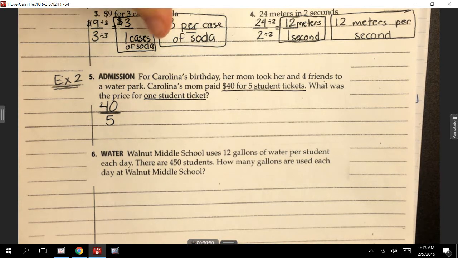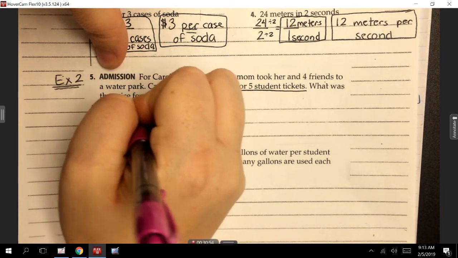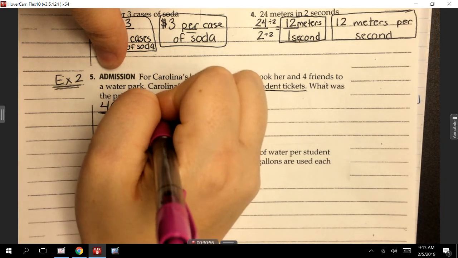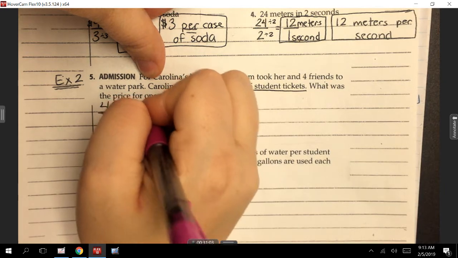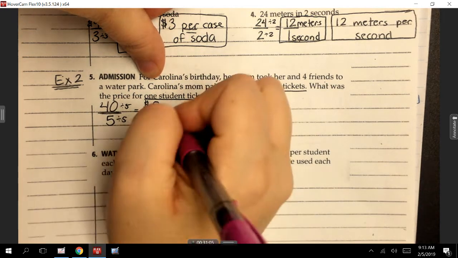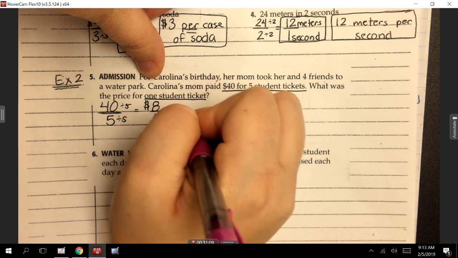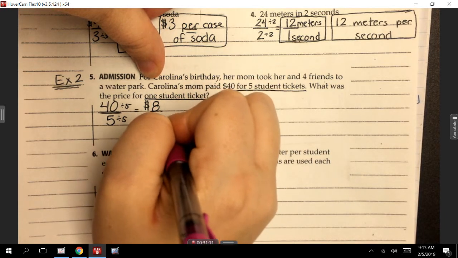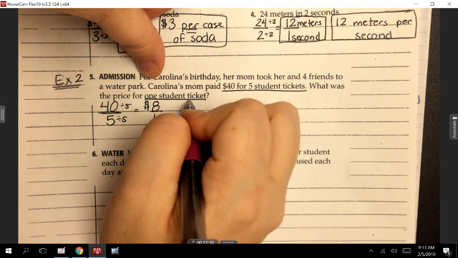Okay, what am I going to divide by here, Taylor? 5. And what do I get as my answer now? 8 over 1. And what is the 8 talking about? $8. And the 1 is talking about? Tickets. And make sure we write student tickets, because it was very particular about those tickets, wasn't it? Student tickets. It didn't say tickets, so we're not going to write just tickets.